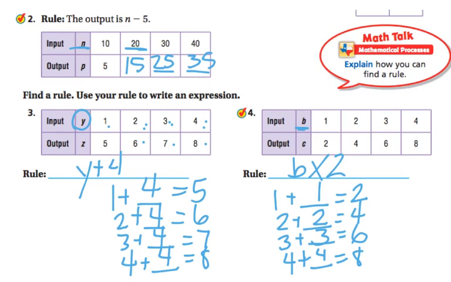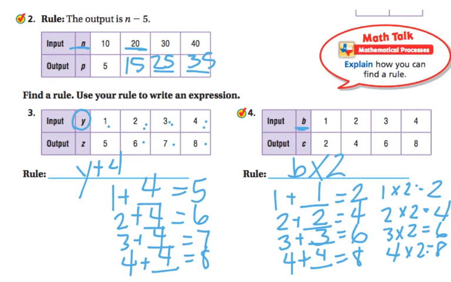So let's imagine 1 times 2 equals 2. 2 times 2 equals 4. 3 times 2 equals 6. 4 times 2 equals 8. So look, my pattern is in fact multiply by 2. B times 2. I hope that made sense. Alright, let's move on to the next one. If you need time, please pause this video.